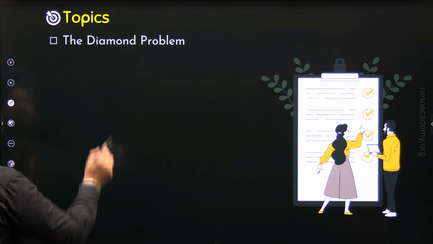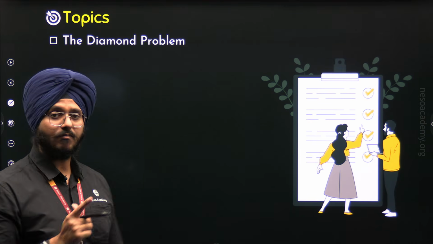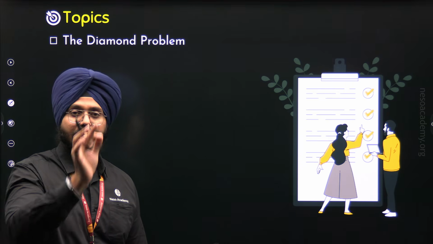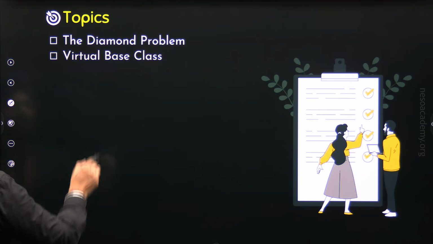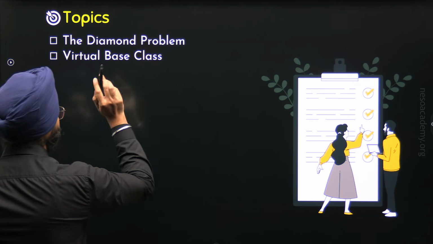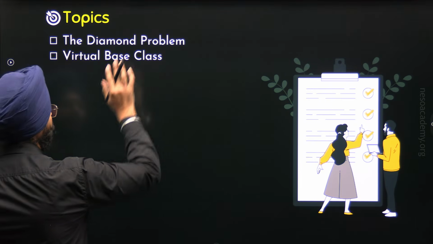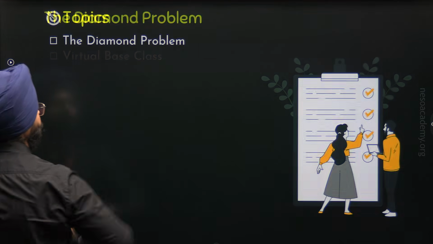The first topic is the diamond problem. First, I will introduce you to the diamond problem and I will make you understand what this problem is about. Then we will move to the second topic where we will understand virtual base class properly, which will help us in resolving the diamond problem. So these are the topics of this lecture. Let's start with the first one, the diamond problem.